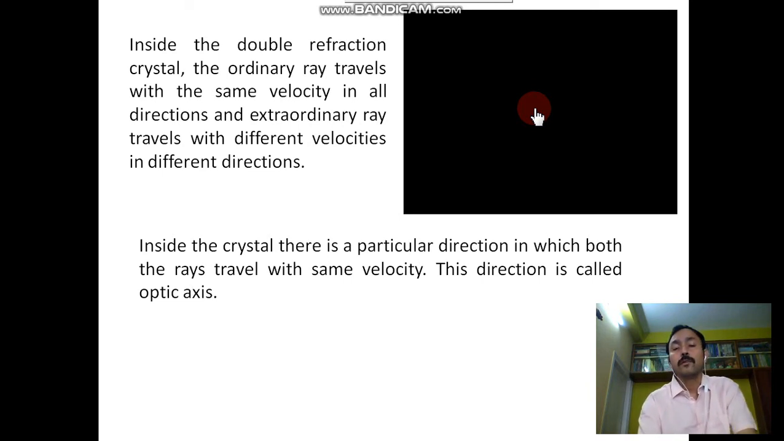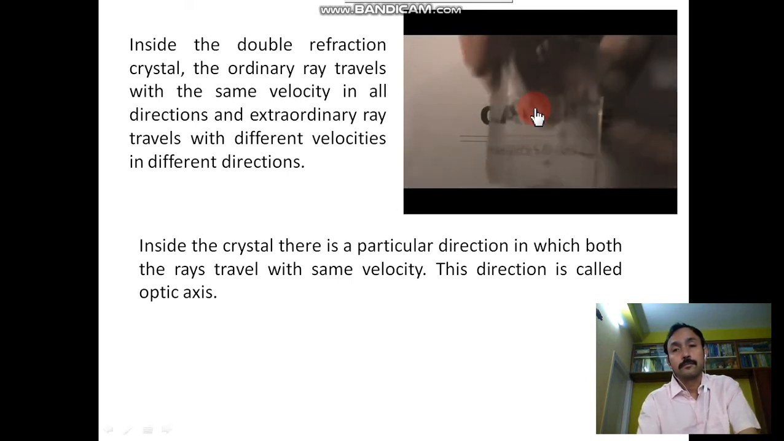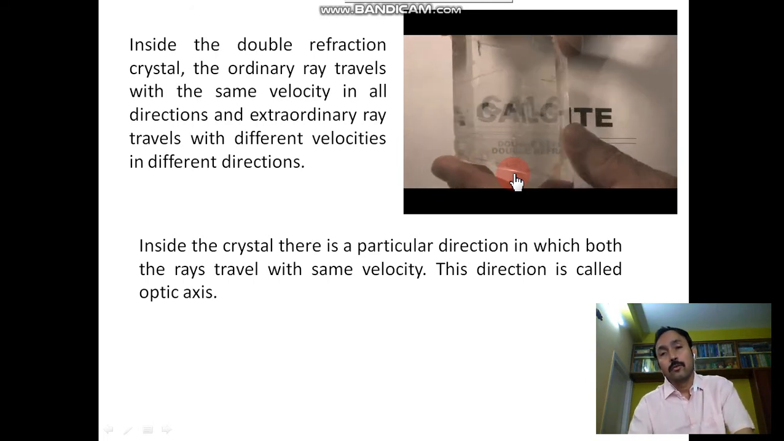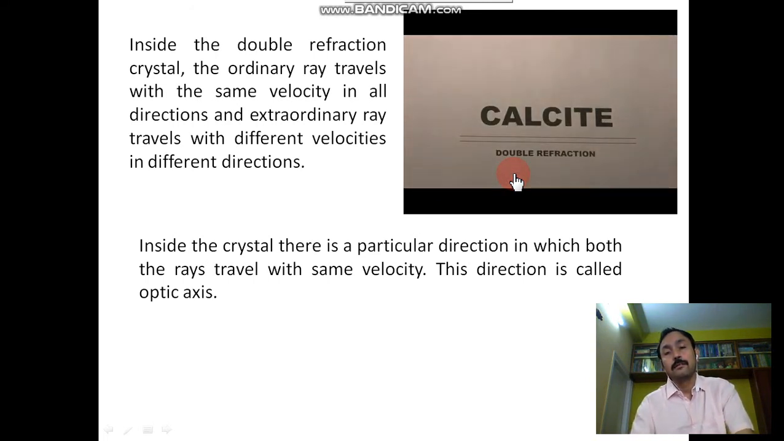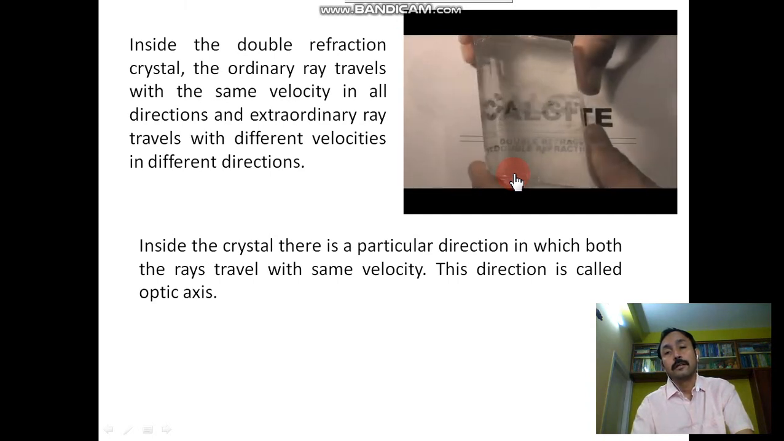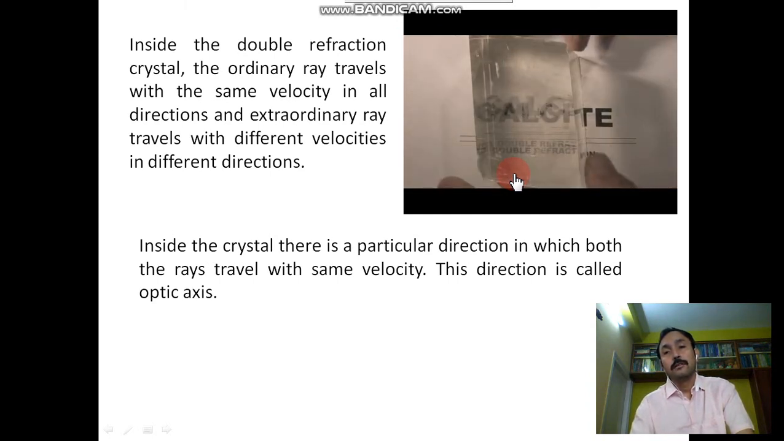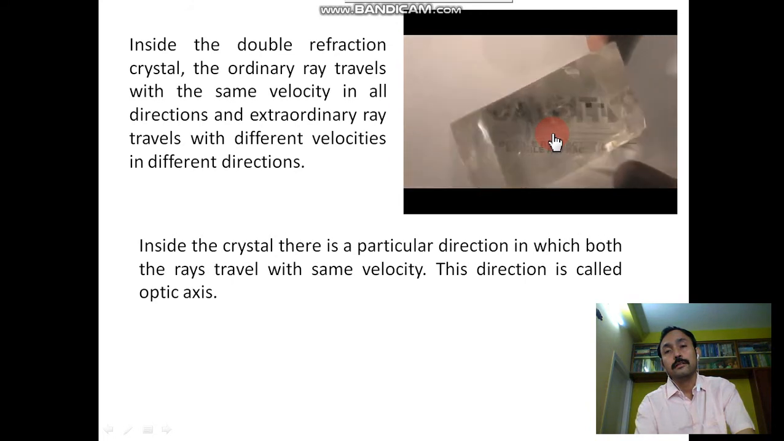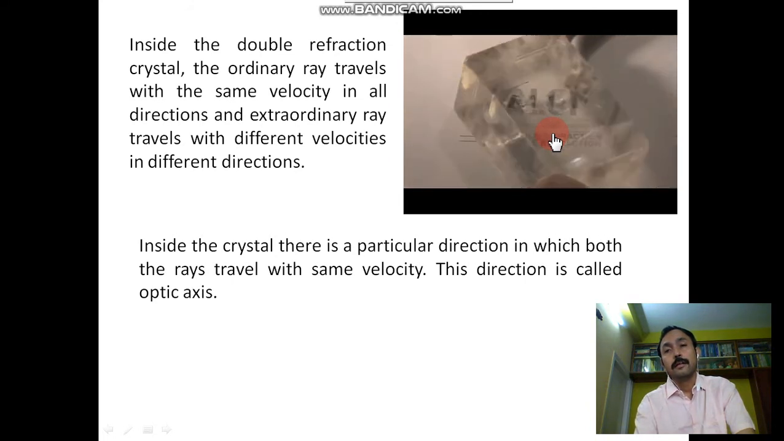Inside the crystal, there is a particular direction in which both the rays travel with the same velocity. This direction is called the optic axis. Suppose this is a calcite crystal placed on this text. Now there are two images. On rotating, the intensity is decreasing or increasing. It becomes prominent.